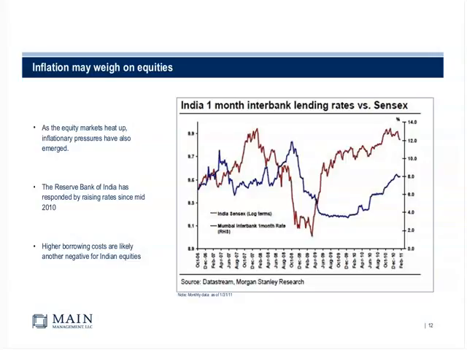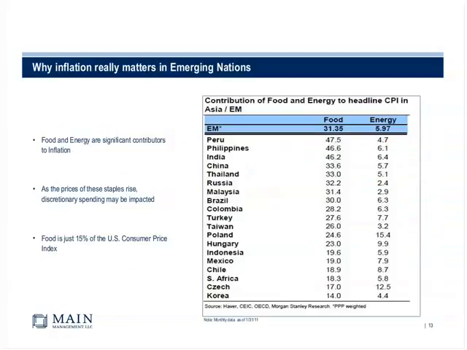When you have inflation moving ahead, it means that rates are going to have to go higher and multiples are going to come in. On to the next page here. This is why inflation really matters in the emerging nations. We've all seen and heard this, that typically in general, energy and food are 2 to 3 times what they are here in the U.S.